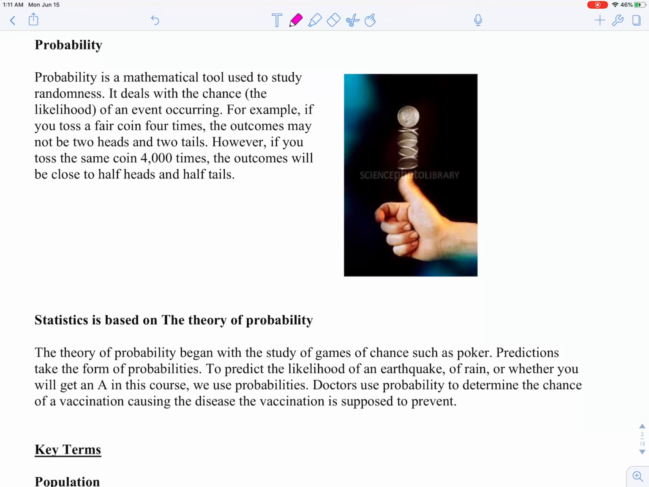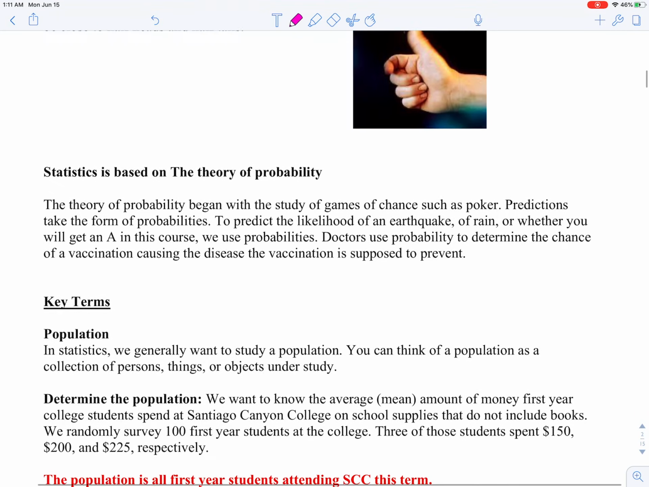Predictions take the form of probabilities. To predict the likelihood of an earthquake, of rain, or whether you will get an A in this course, we use probabilities. Doctors use probability to determine the chance of a vaccination causing the disease that the vaccination is supposed to prevent. Okay, so there is a chance of that, but it's extremely small, or that's what they hope for.